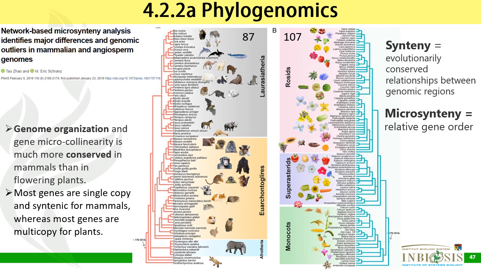Furthermore, phylogenomics can also be constructed based on synteny, which I mentioned earlier, the conserved genomic region on the order. So microsynteny refers to the relative gene order. It's found that the genome organization of mammals is more conserved than in plants because of whole genome duplications. Hence, there are more copies of the same genes in plants than in animals.